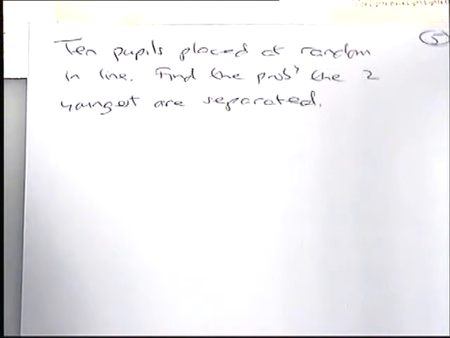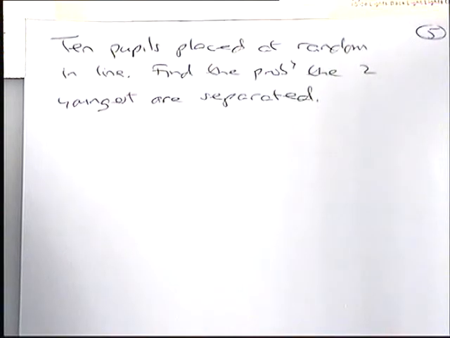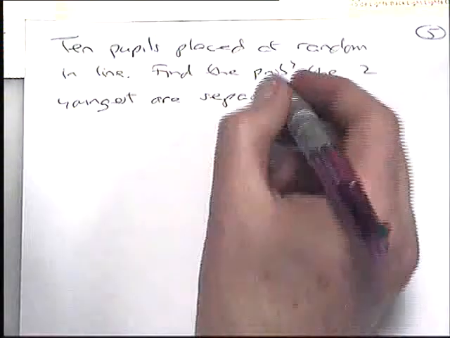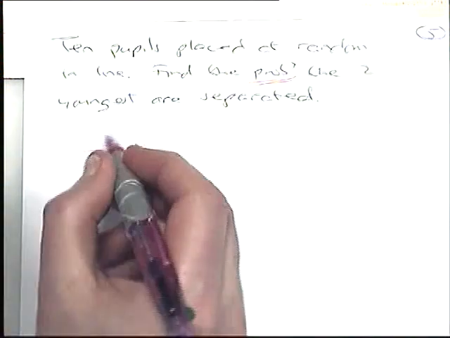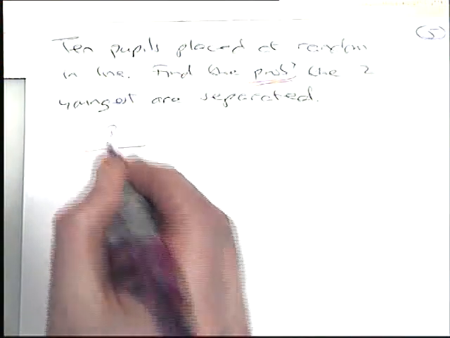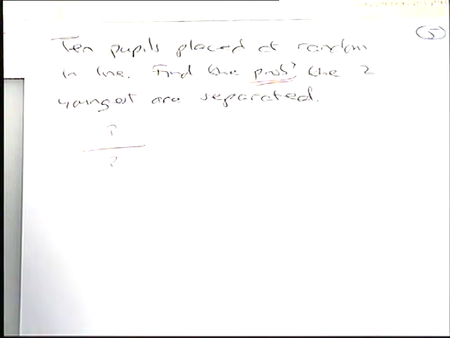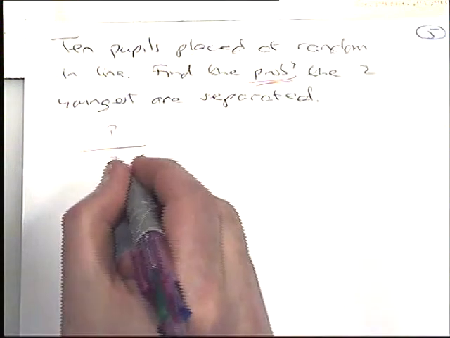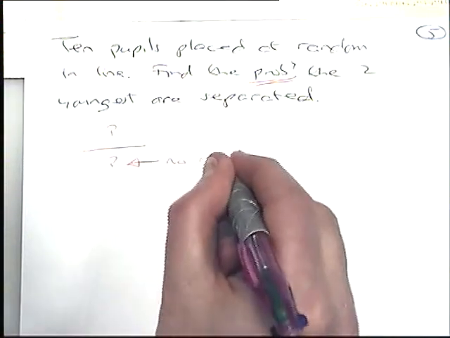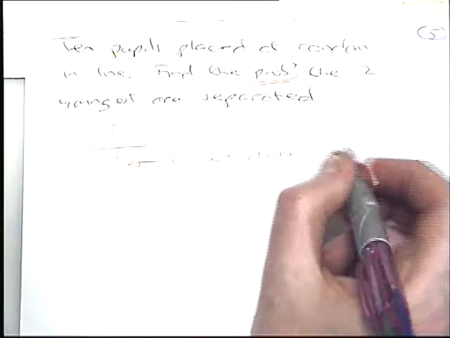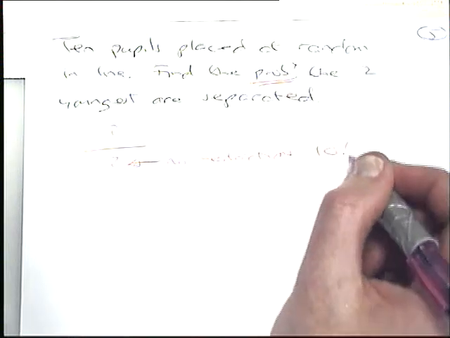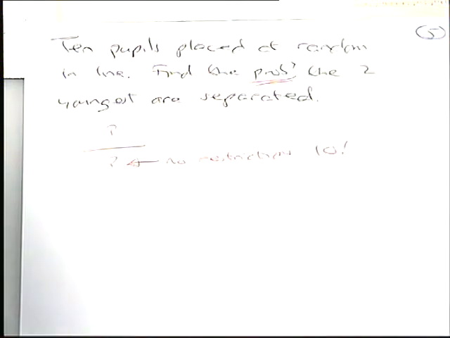So our next example: 10 pupils placed at random in a line. Find the probability the two youngest are separated. It's a probability, so think fraction. You're going to have two numbers in your fraction. With no restrictions, the bottom number is your if-there-are-no-restrictions number, and with no restrictions it is 10 factorial, you are correct. So the denominator of the fraction is 10 factorial.